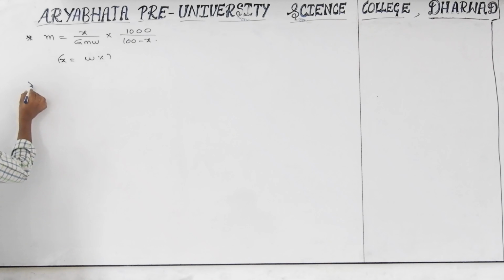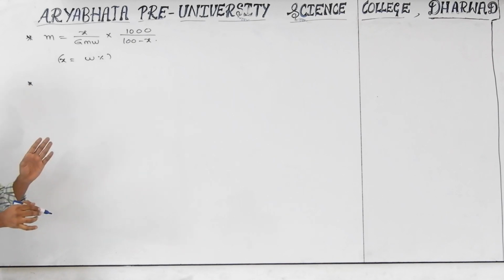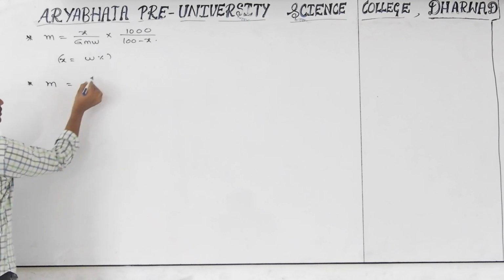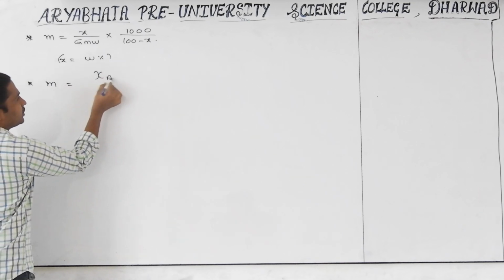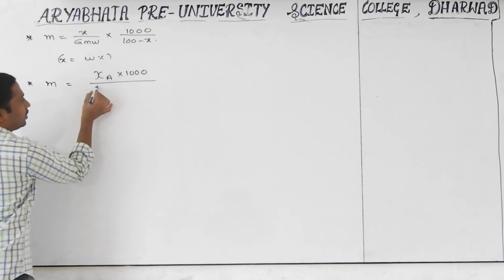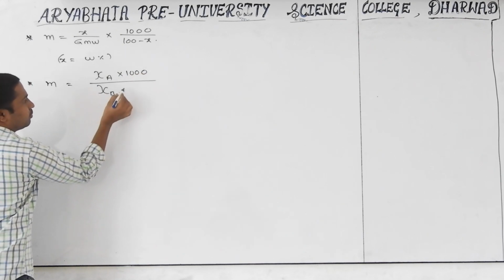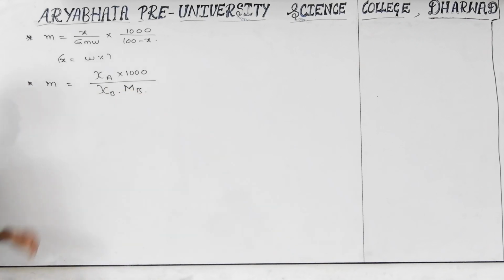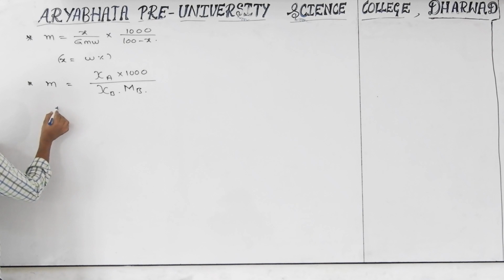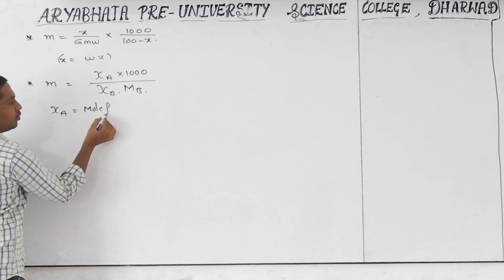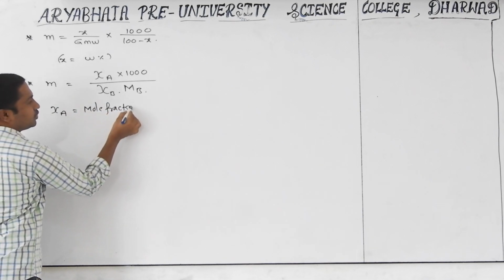See, some other important relations will be there. Relation between molarity and mole fraction. Molarity is equal to mole fraction of A into 1000 by mole fraction of B component into molecular mass of B component. I will write here. So A related to solute is nothing but chi A. What is it? Mole fraction of solute.